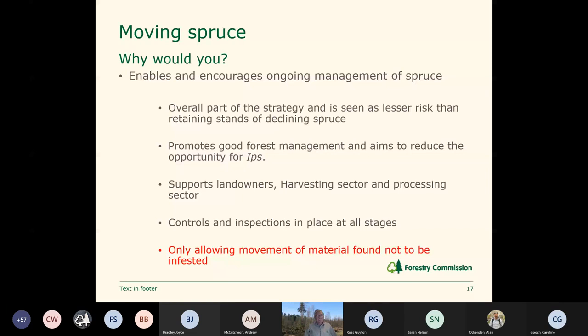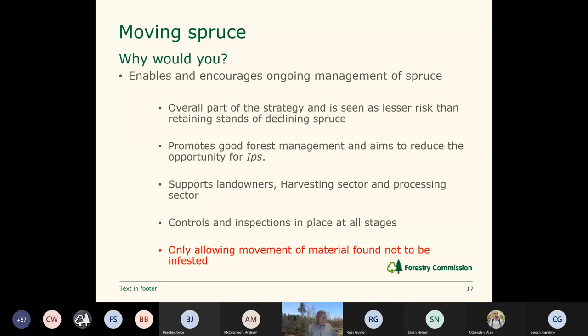It promotes good forest movement by allowing landowners to take action on their woodlands without having to destroy the material within the demarcated area. It brings it to market, so it supports landowners, the harvesting sector and the processing sector. It gives us the mechanism to place controls and inspections at all stages of the process. And I would say that we're only allowing movement of material found not to be infested.